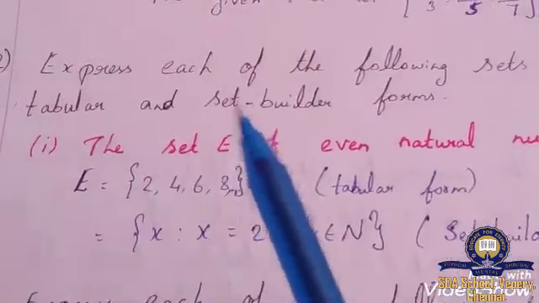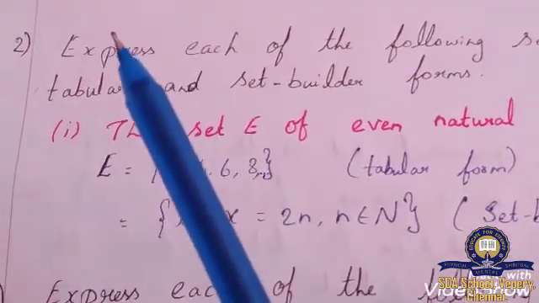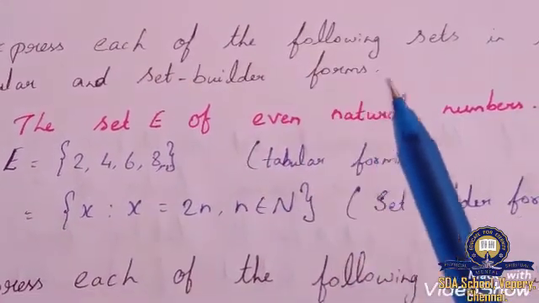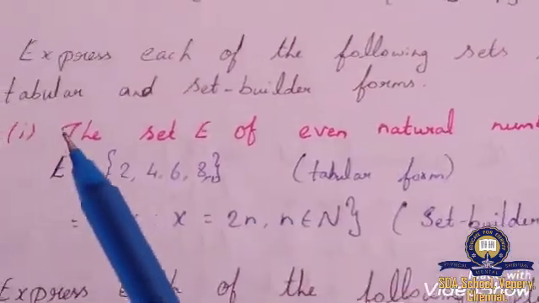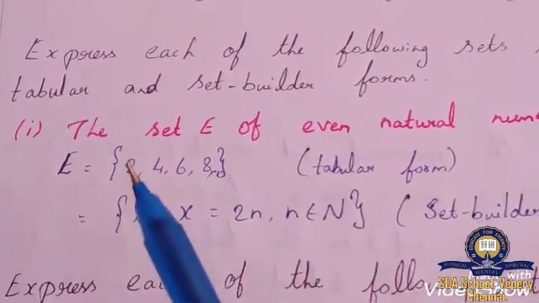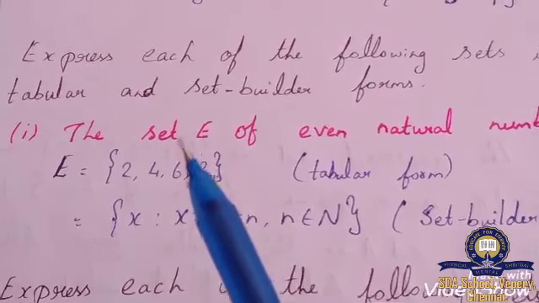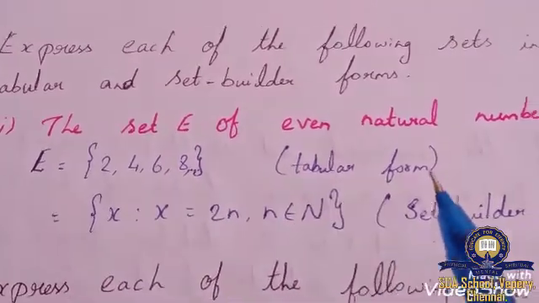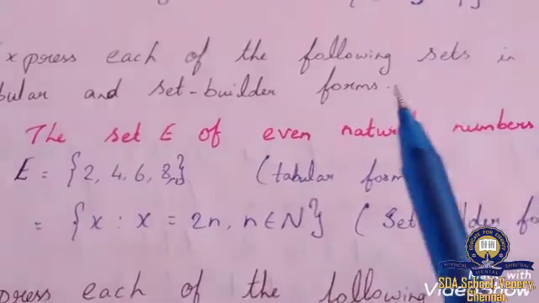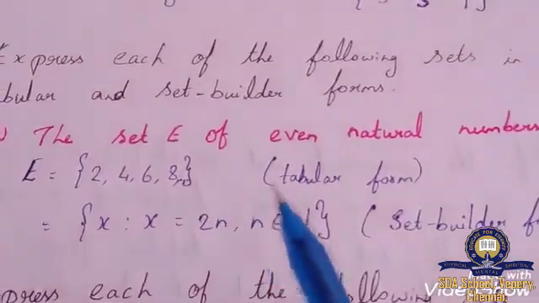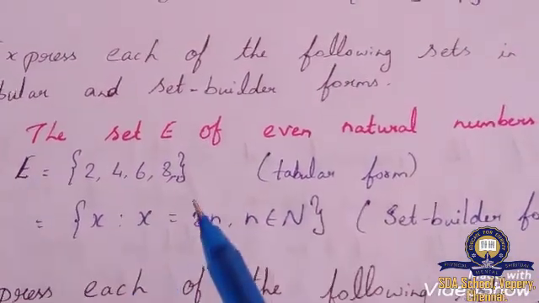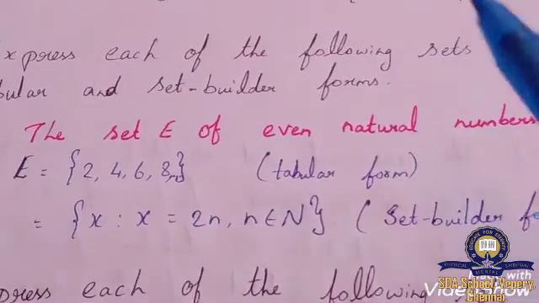Next we move on to the second example. From this example they have given: express each of the following sets in the tabular and set builder forms. First we find the set E of even natural numbers. The even natural numbers are 2, 4, 6, 8, etc. This we write in the tabular form.